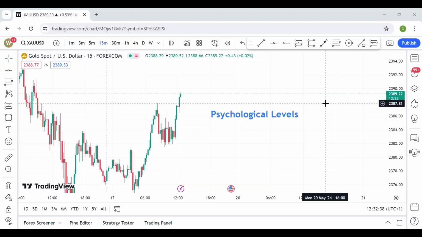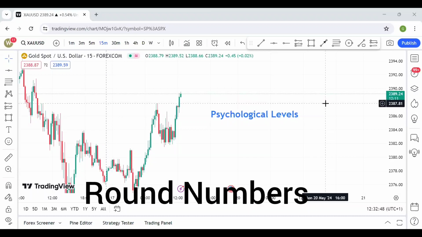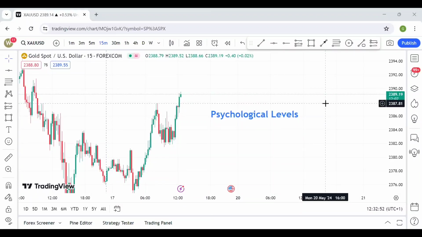Today we shall be looking at a very important topic, psychological levels. In forex trading, psychological levels are specific price levels that end with round numbers.